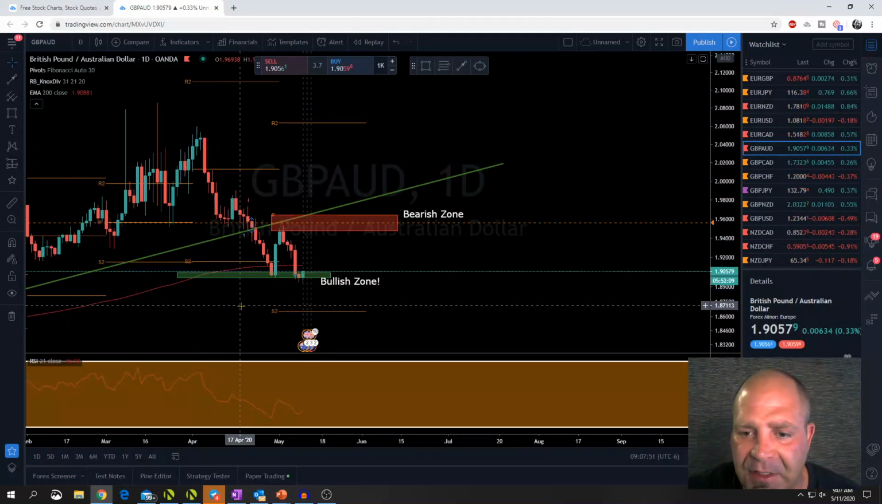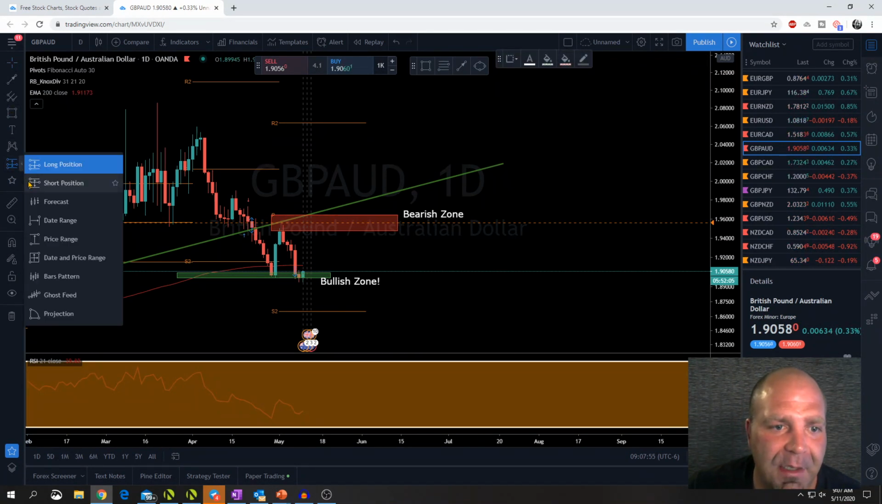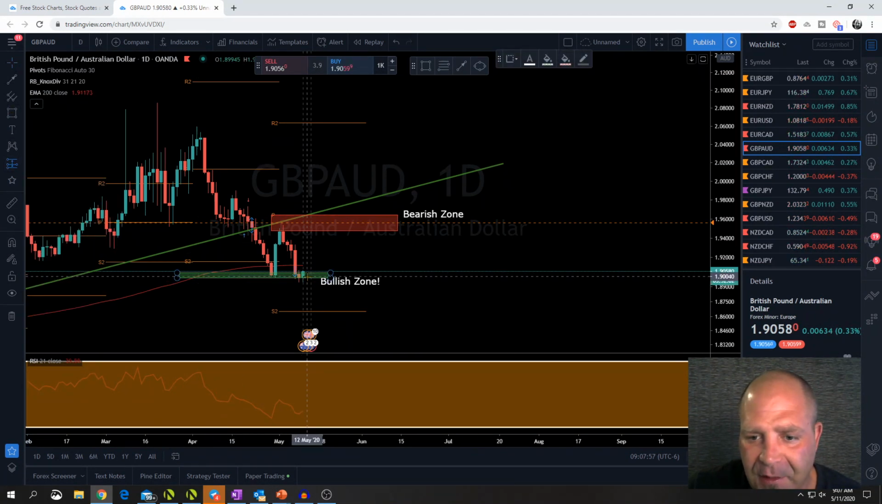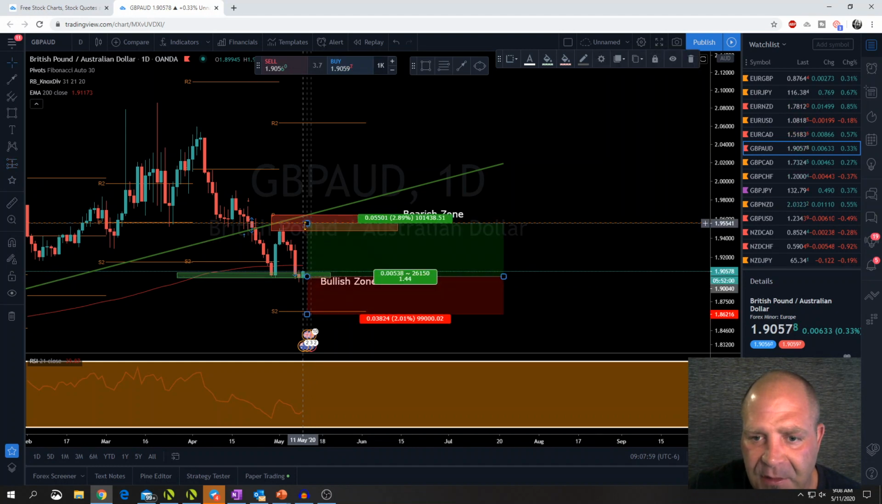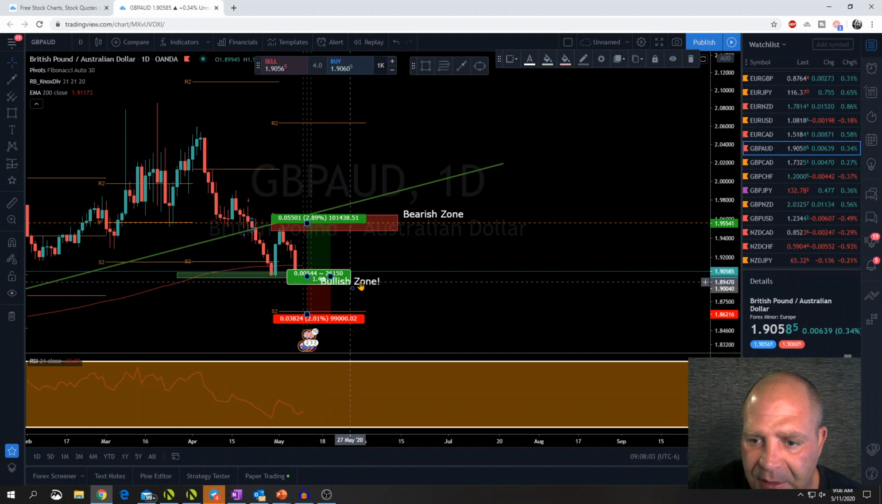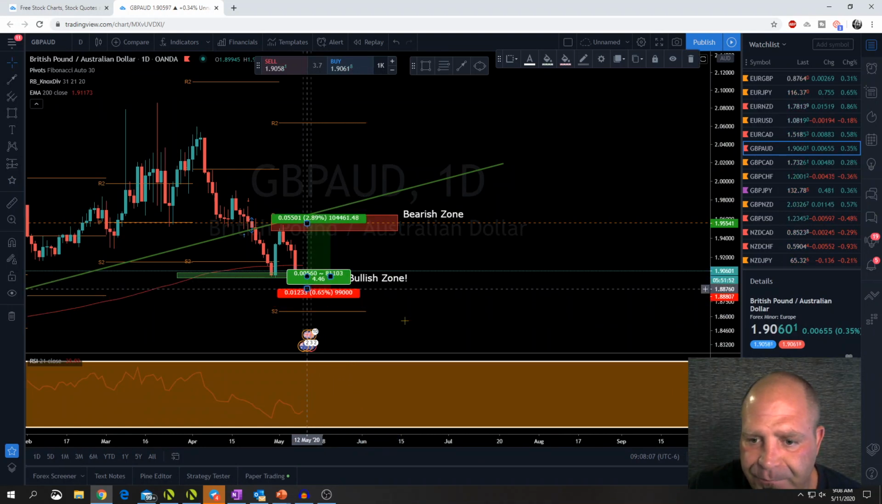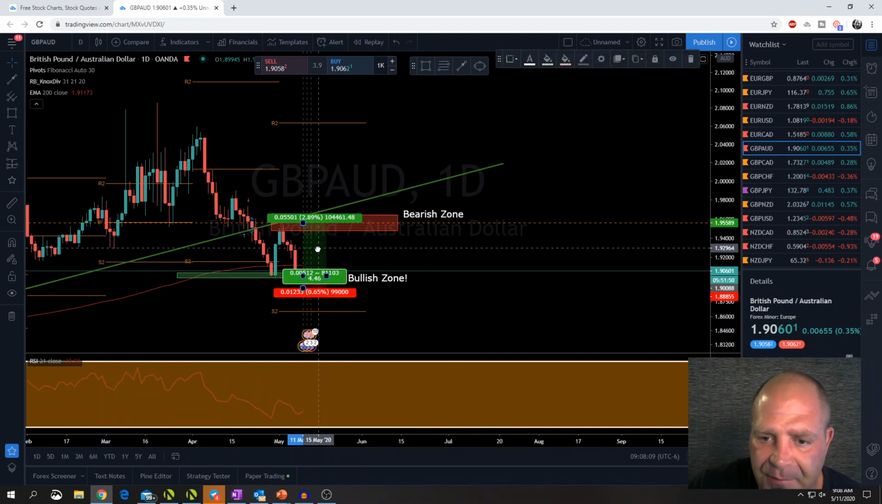British pound AUD. All right, we're buying. We're in our bearish, bullish zone. Good, safe trade right there. We're already showing bullish on a daily candle. You could be as tight as you want with that stop loss.